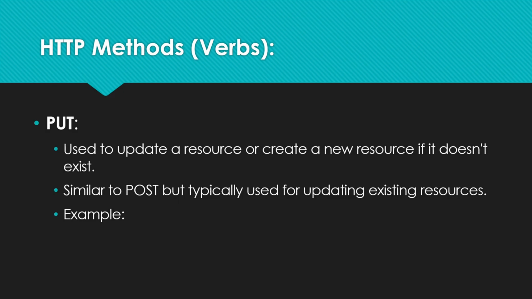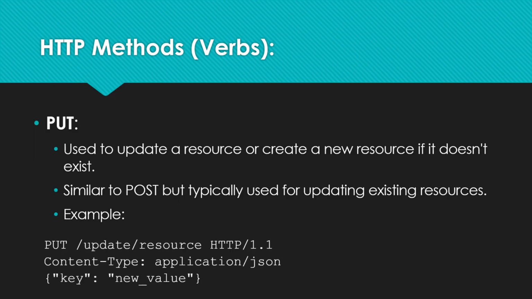Now we'll talk about the PUT method in the HTTP verbs or methods. We can use PUT to update a resource or create a new resource if it doesn't exist on the server. This method is similar to the POST method, but it is typically used for updating existing resources. An example of this could be PUT update resources. So we are updating the resource file with some JSON values. How do I know the content type? Because we are also mentioning that in the request body.